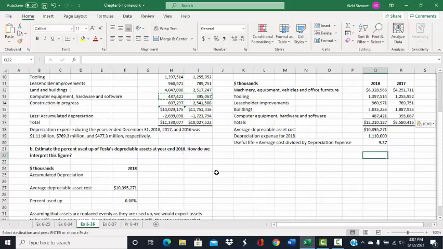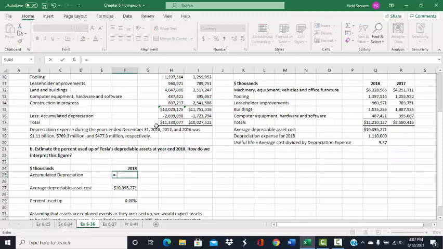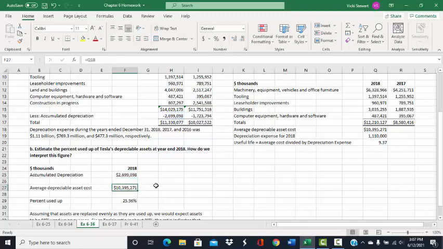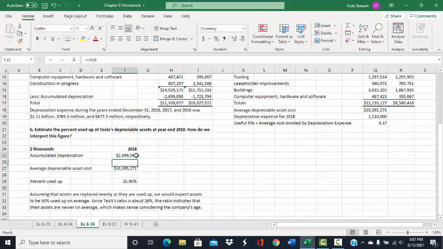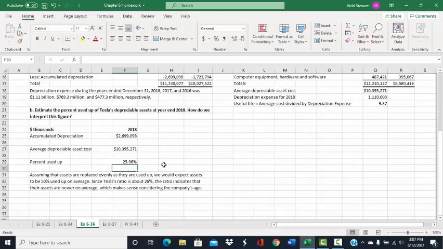And how do we interpret this figure? So to determine the percent used up, we have in our numerator the accumulated depreciation for 2018. And then in the denominator, we have our average depreciable asset cost that we computed in Part A. When we divide the average depreciable cost into the accumulated depreciation, we get the percent used up. So in this case, it's almost 26%.